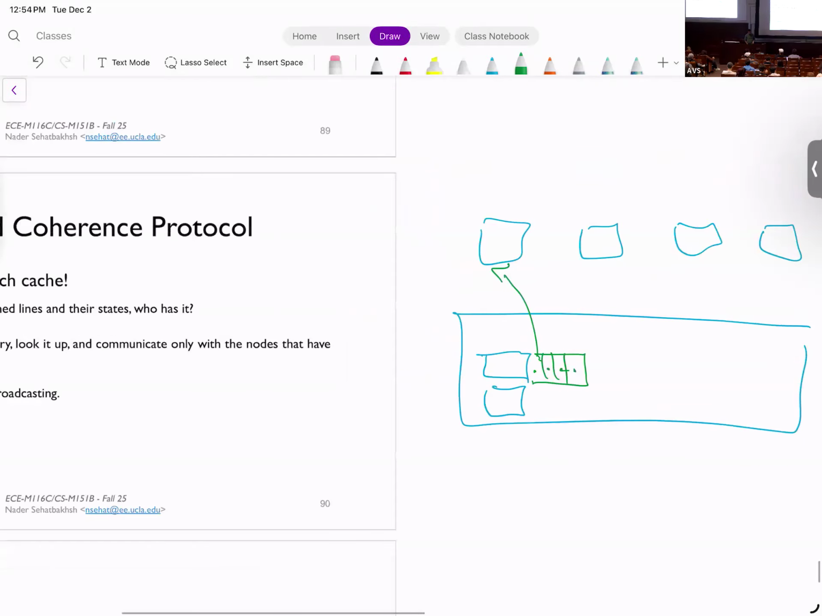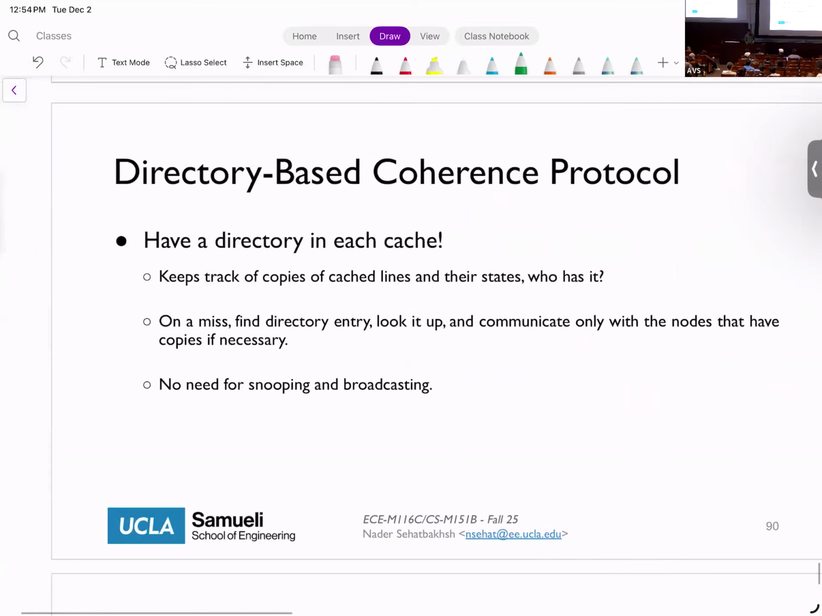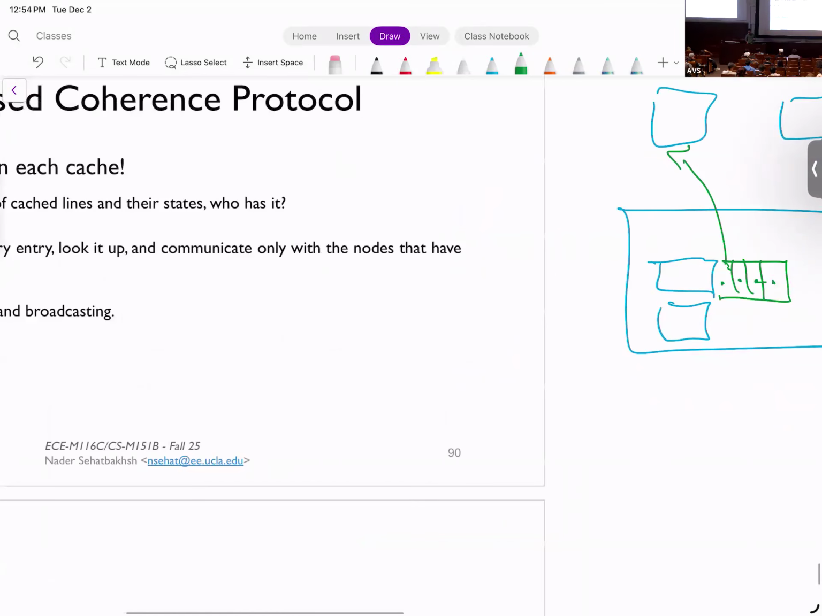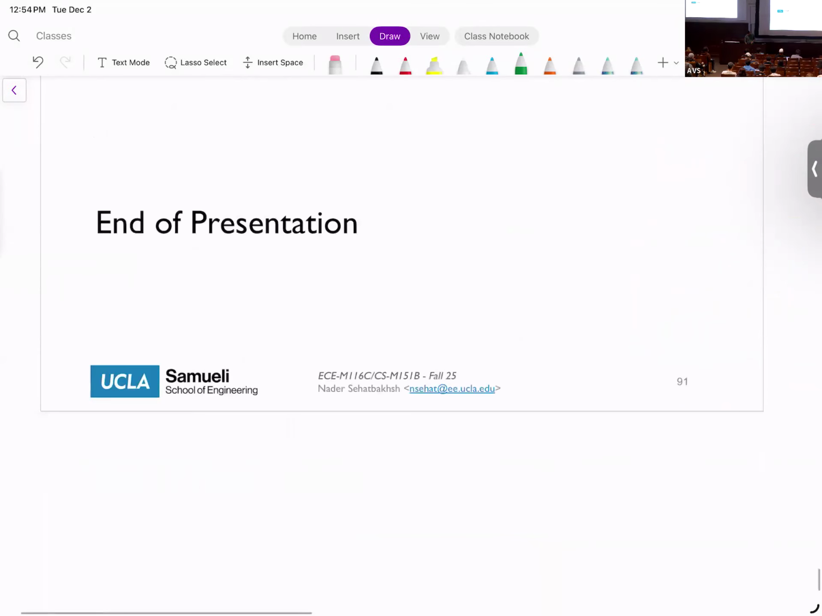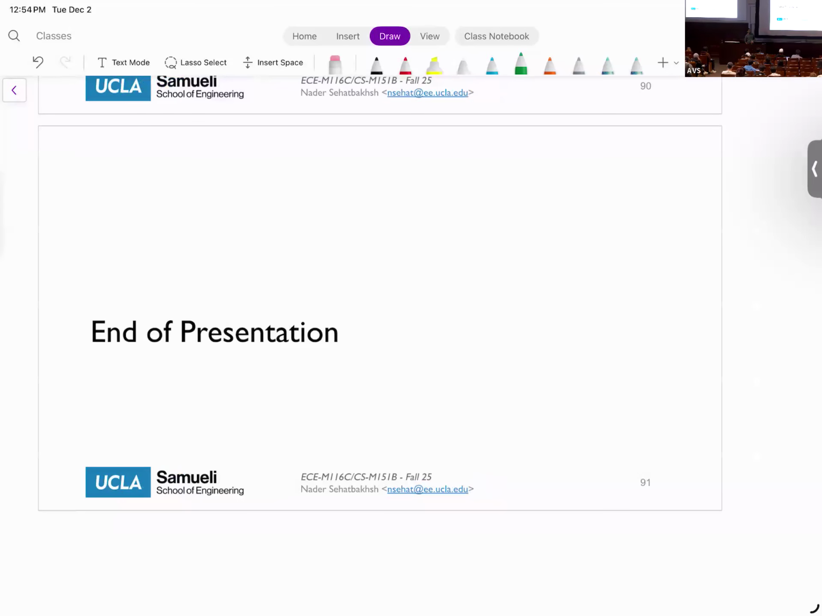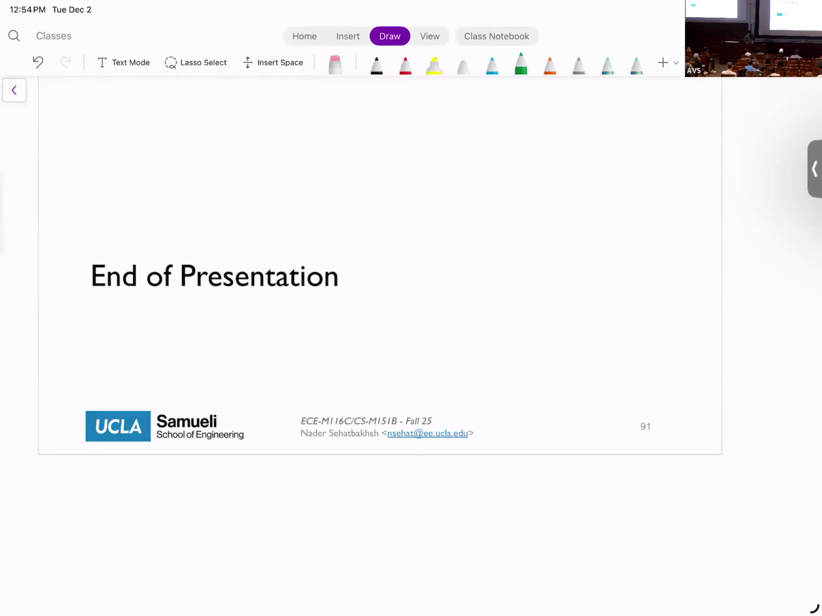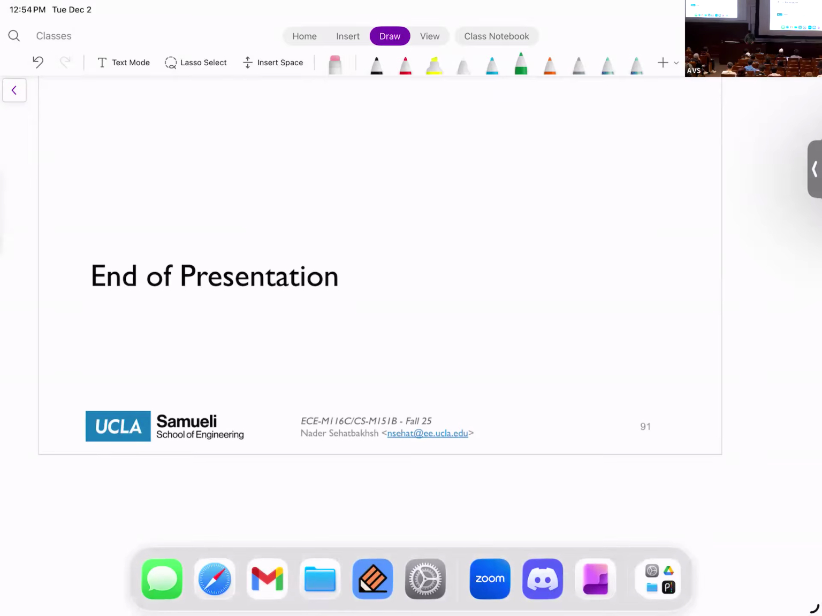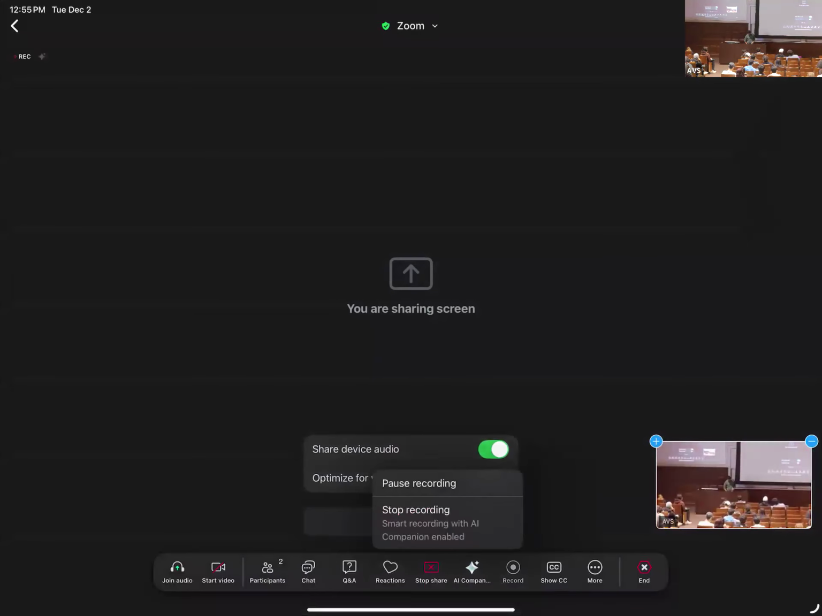There are a little bit of details on how exactly you implement this. I'm not going to go through it because of the time, but just keep in mind that directory-based coherence protocols exist as well. It's actually quite common for very large scale systems. All right, that's it for the coherence. Any final questions or should we move on? Okay. Let's have a quick 2 or 3 minute break, and then we're going to talk about consistency.